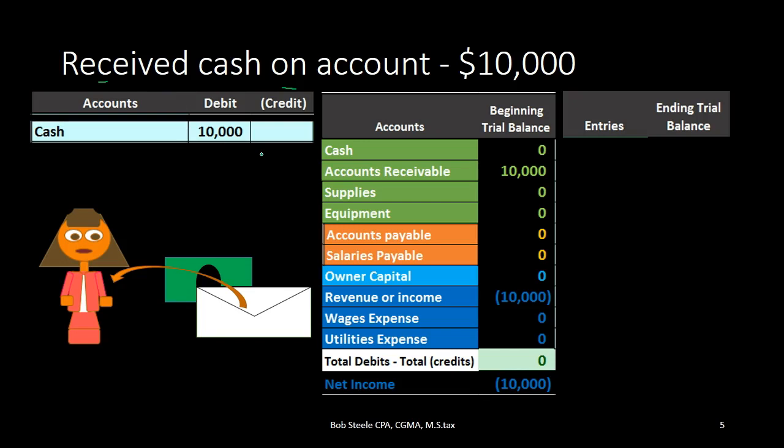We've got to credit something. What are we going to credit? We can't credit revenue because it says on account, and that indicates that we didn't do the work at this point in time. That indicates that we did the work sometime in the past. And if we see this transaction without having first seen the prior transaction, we've got to be able to look at this and say, what must have happened in the past? What must have happened in the past is that prior transaction. That's how the accounts receivable works.